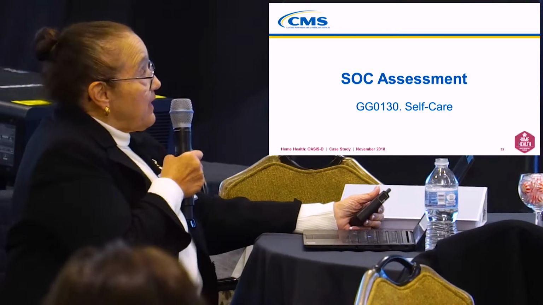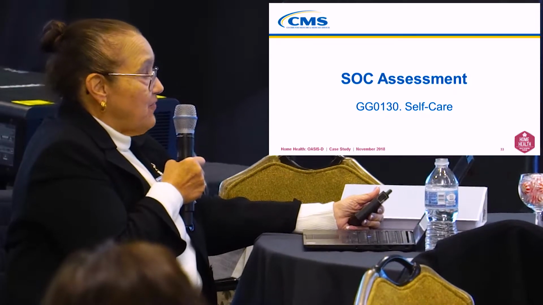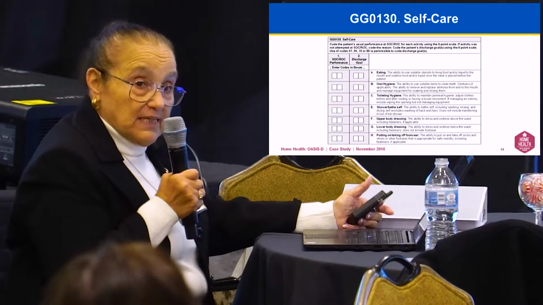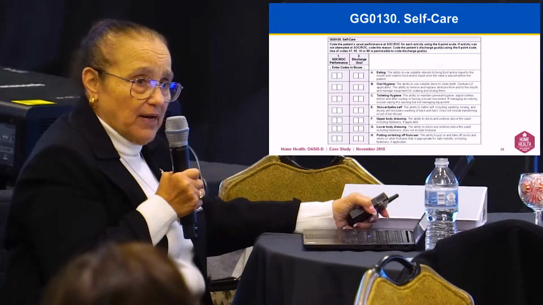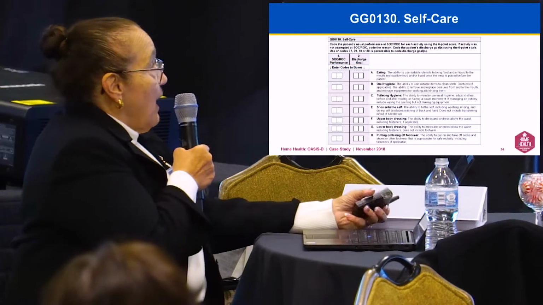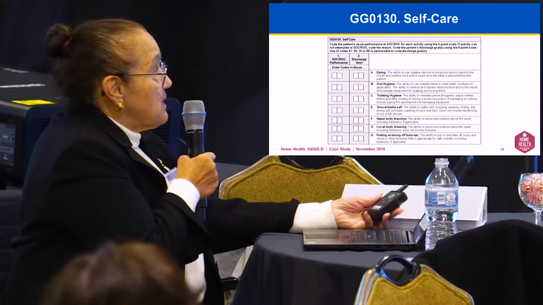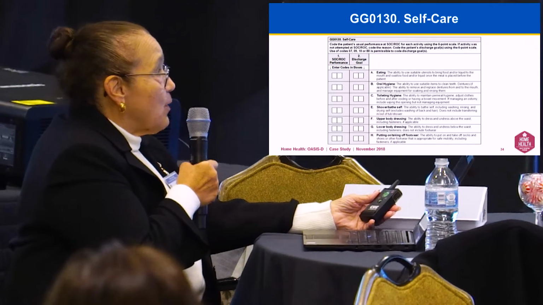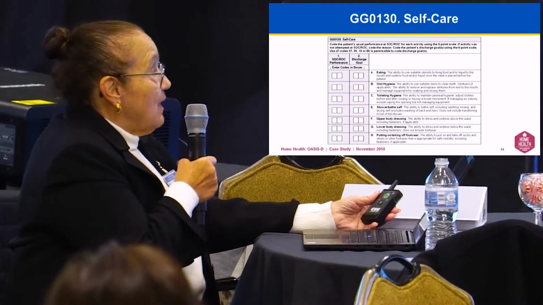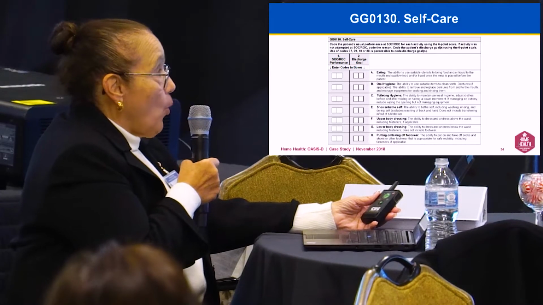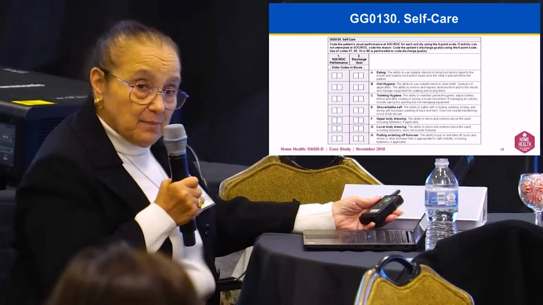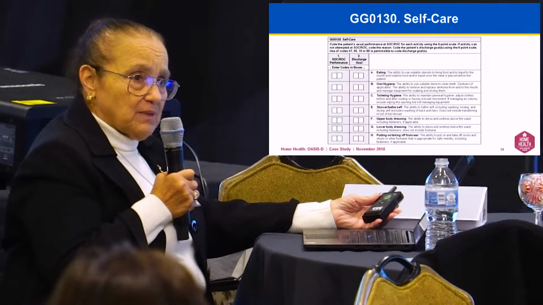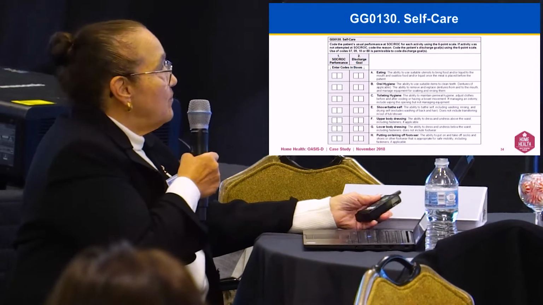Moving on to GG0130, self-care. This is a lengthy section, so let's try not to get confused. Here we want to look at how the items are laid out on the page. The left column is your SOC/ROC performance. The right column, number 2, is discharge goal. So here we are documenting your SOC/ROC assessment and putting next to it for each item the discharge goal.